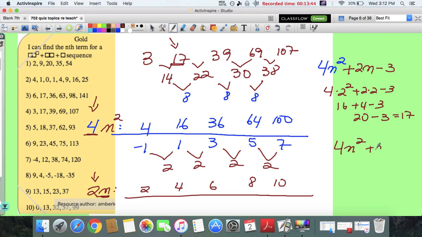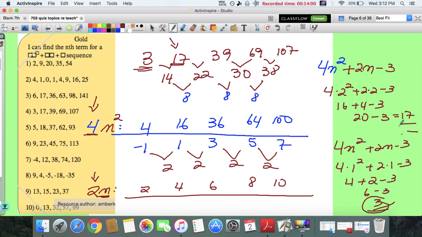Let's check the first term, 3. 4n squared plus 2n minus 3. So this is my first term, so I'm going to substitute the n with 1. So I get 4 times 1 squared plus 2 times 1 minus 3. This is simply 4 plus 2 minus 3, and 6 minus 3 equals 3. Look at that, it worked. But 2 numbers should be plenty. Definitely more than 1.